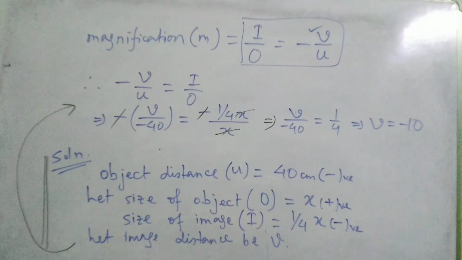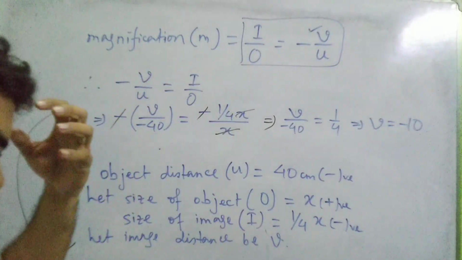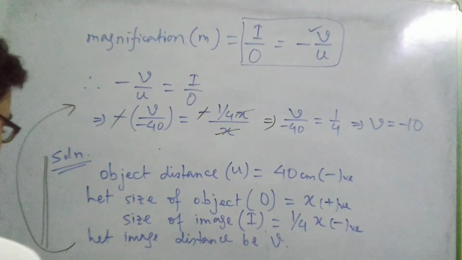Why is the minus sign coming? Because the image is found in front of the mirror. So the position of the image is basically in front of the mirror. So the distance of the image from the mirror is 10 centimeter in front of the mirror. So the answer will be something like this. This is basically the first part of the solution.